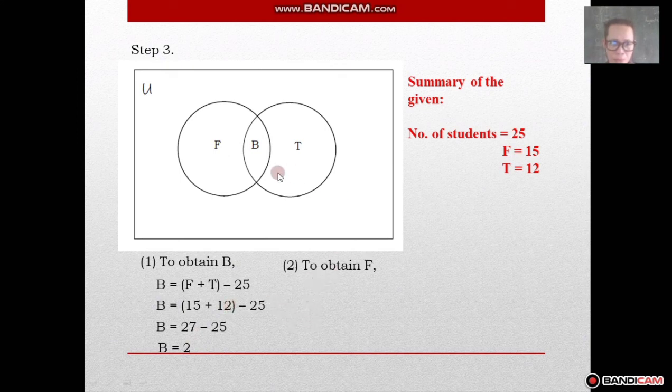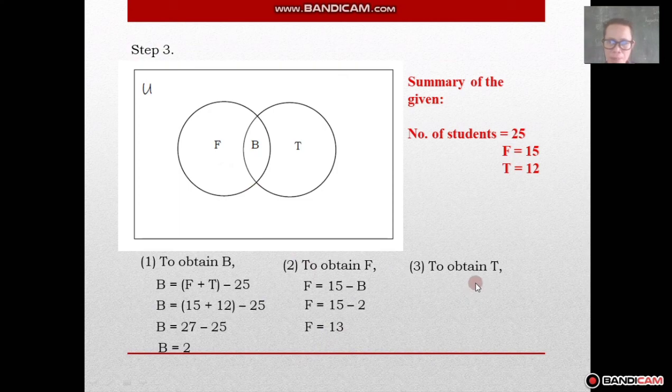Alright, now to obtain F. Okay, so this is the operation. F is equal to 15, the overall total of set F, subtracted by the intersection B, and that is 2. So therefore the difference is 13. So meaning to say that there are 13 students who use Facebook only.